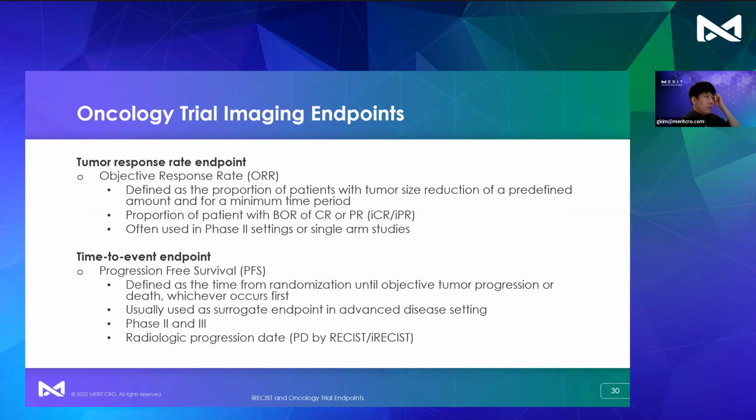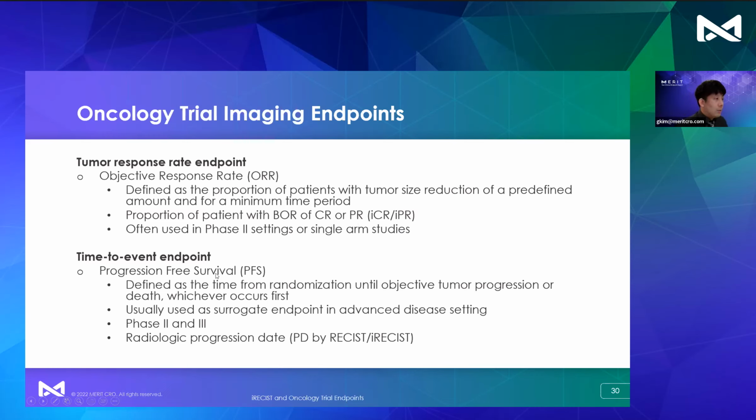And then for oncology trial imaging endpoints, RECIST or iRECIST or any response criteria utilizing imaging has a very similar way of handling the imaging endpoints, where the two main groups are the tumor response rate endpoint, often referred to as the objective response rate. This is the proportion of patients meeting complete response or partial response out of all subjects included in the trial.